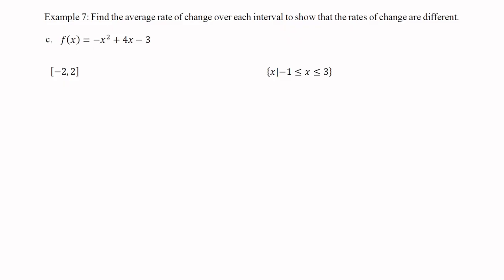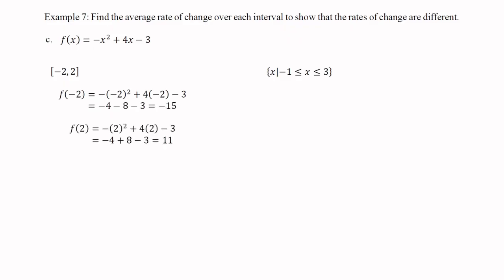For C, we have an equation. Plug in your negative 2 to get your y that goes with it, which would be negative 15. Plug in your 2 to get the y that goes with it, which is 11. And then plug those into your average rate of change formula to get 13 over 2.